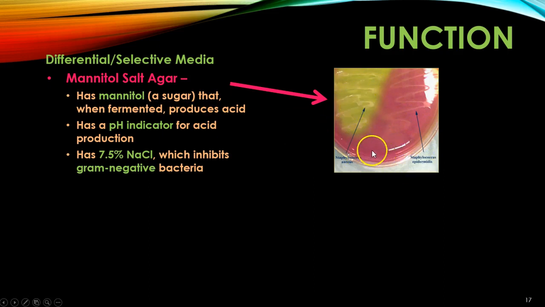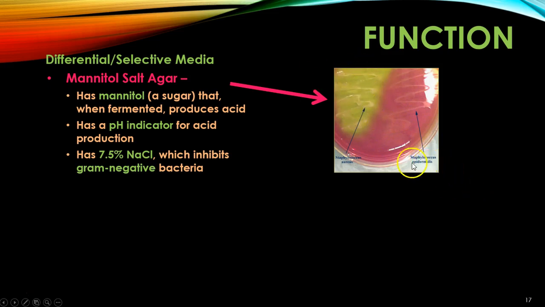So you can see this area right here where nothing's growing. That's what the plate really looks like. But here we have Staph aureus, an organism that causes skin diseases and other things. You probably have heard of MRSA, which is a Staphylococcus aureus that's gotten very resistant to antibiotics. But here it's producing acid from the mannitol, and it changes the color of the agar.